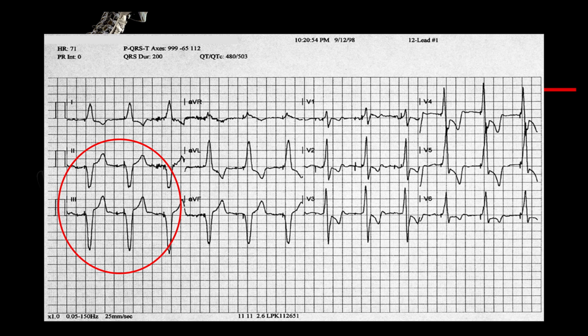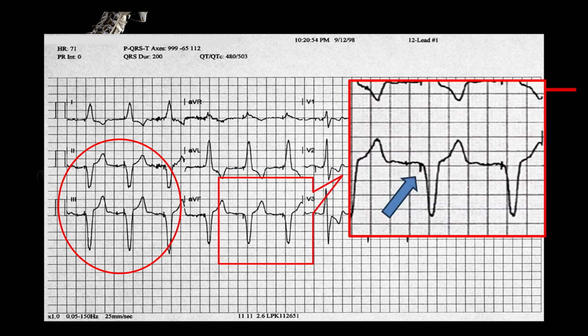Here's another example of wide QRSs, rather dramatic changes. If you're focusing or looking for ST elevation, you may quickly look at leads 2 and 3 that have dramatic ST elevation following that wide QRS. But if you look a little closer, what you discover is that this is a paced rhythm, and you can see the little pacer spike, and the pacer spike is followed by a wide QRS.